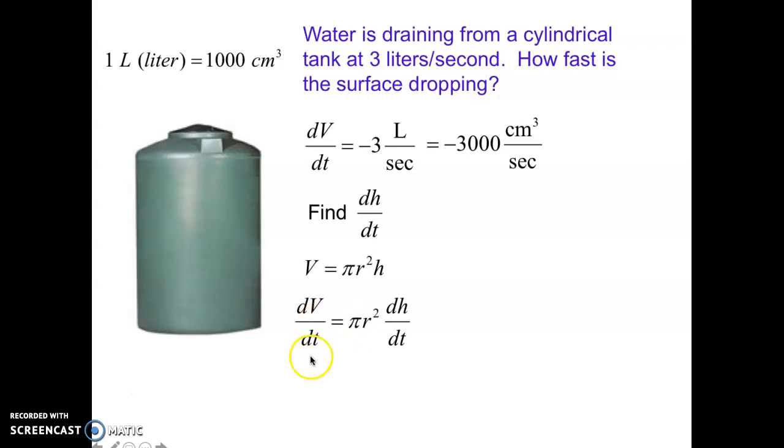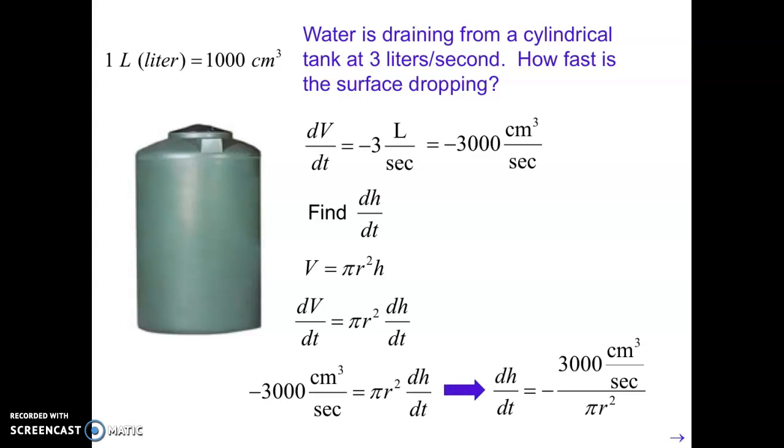All right. So then what we do next is once we have this implicit differentiation done, we replace what we know. So we know that the rate of change in the volume is negative 3,000 centimeters cubed per second. So I can take this number and replace it into this equation for dV/dt. R was thought of as a constant. When I do, I get this equation. And now we're going to solve for what we want to find. We want to find the rate of change in the height with respect to time. So we solve for dH/dt, and we get negative 3,000 centimeters cubed per second over pi r squared.